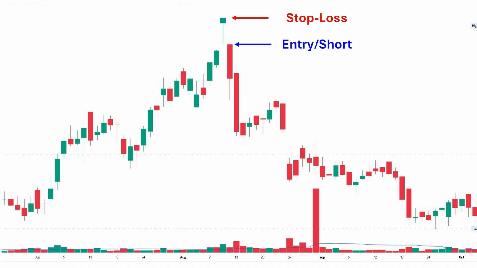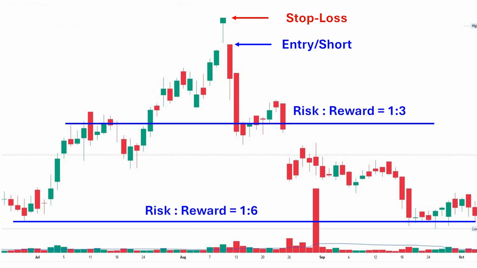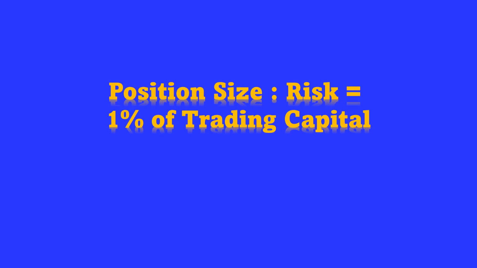Place stop loss, SL, just above the hanging man's high. This protects against false breakdowns. Profit taking target 1, the risk and reward ratio is 1:3. Next, profit taking target 2, the risk and reward ratio is 1:6. Position size: risk is equal to 1% of trading capital.